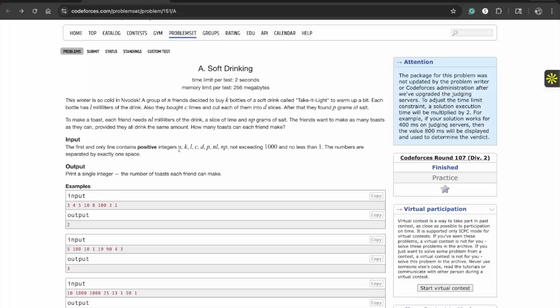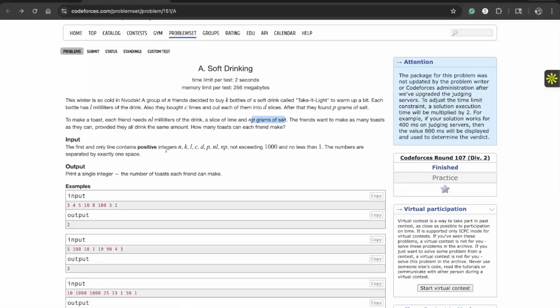You can see that all we have to do in this question is to consider all of these values, find the total values, and after that, find the minimum of these values. So if it needs NL mLs to drink, we need to figure out if drink itself is the limiting factor, if the slice of lime is the limiting factor, or the grams of salt is the limiting factor, for which we will use a min or minimum operation. But that's about it. We probably don't need to go into too much more detail. I will explain more as I write the code.